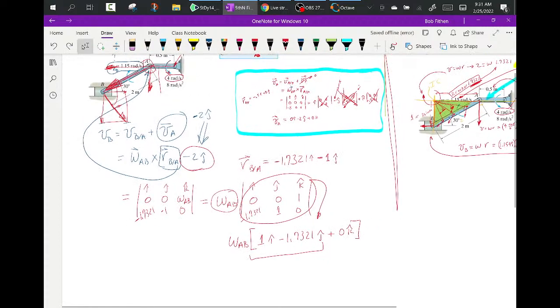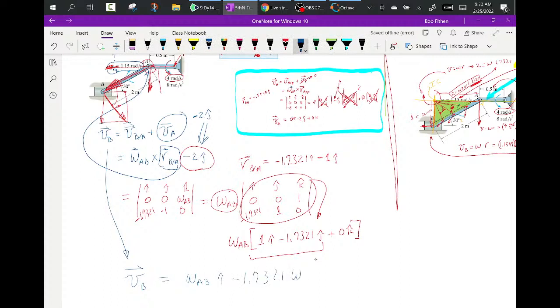So now my end result is velocity of B, which came all the way down to here, equals omega AB times 1I. How about I just combine these now? 1.7321 omega AB J minus 2J.